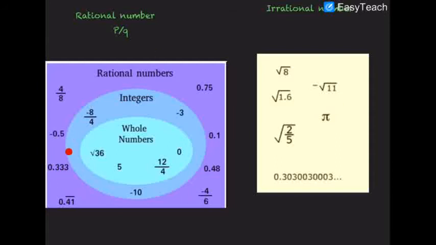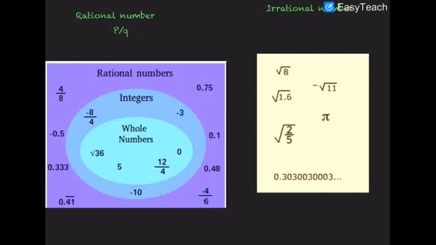You can see in this, all these fractions can be represented using integers. So in this you can see root 8. Root 8 cannot be represented in the form of p by q using integers, and root 1.6, root 2 by 5, and minus root 11. All these numbers cannot be represented in the form of p by q.